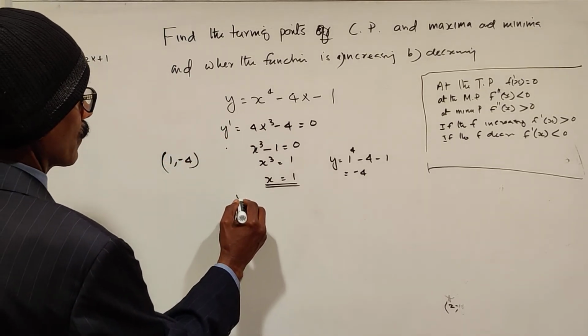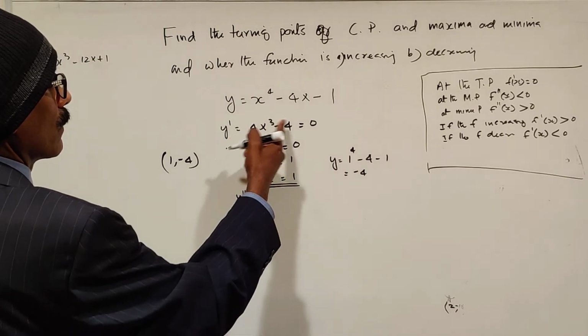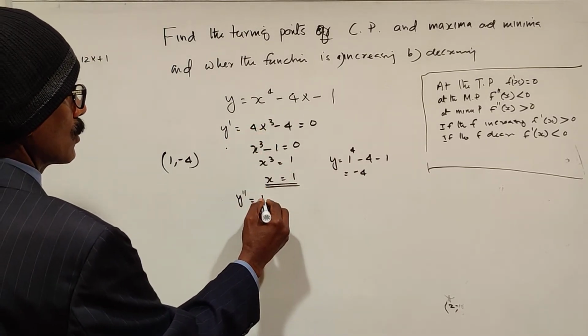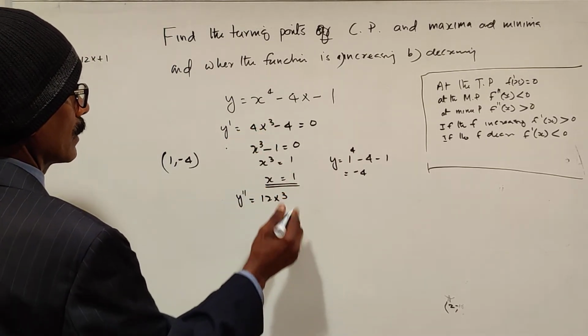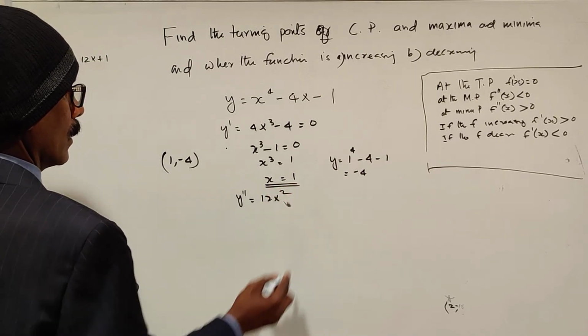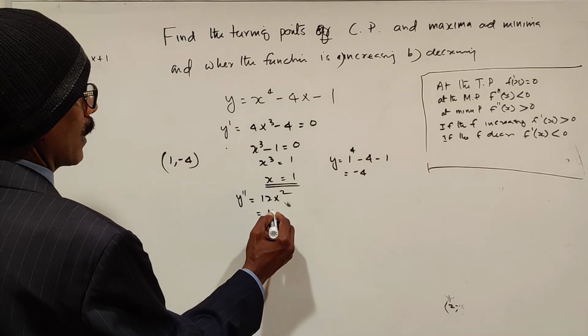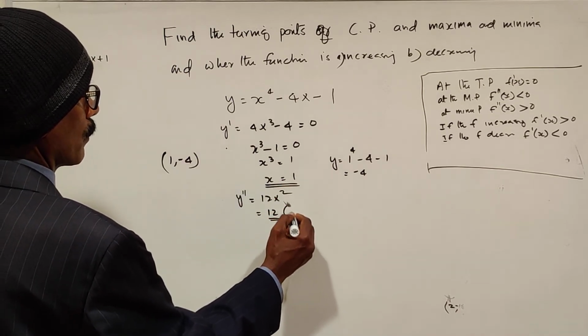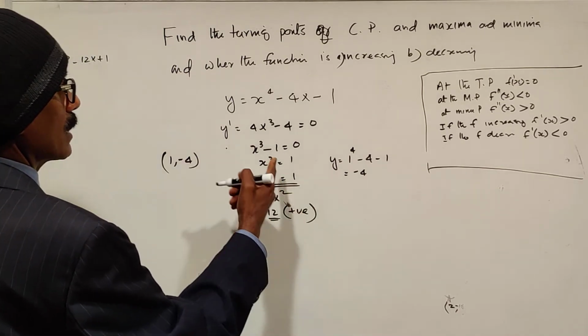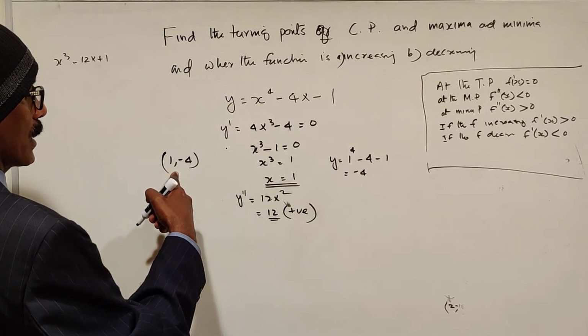Find the second derivative. Y double dash equals, what is the derivative of 4x cube? 12x square. Okay, 12x square. When x is equal to 1, what is that? 12 into 1 square, 12. Positive. So this one is a minimum point.